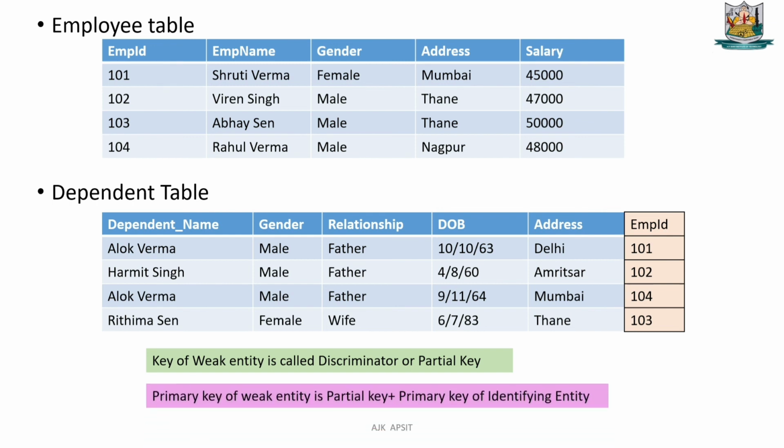The key of the weak entity is called a discriminator or the partial key, which is denoted by a dotted line in the ER model. So the primary key of the weak entity is the partial key plus the key of the identifying entity. Here we can say that the employee ID is the identifying entity key for the dependent table.